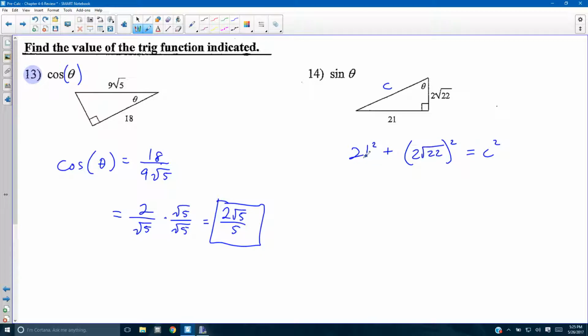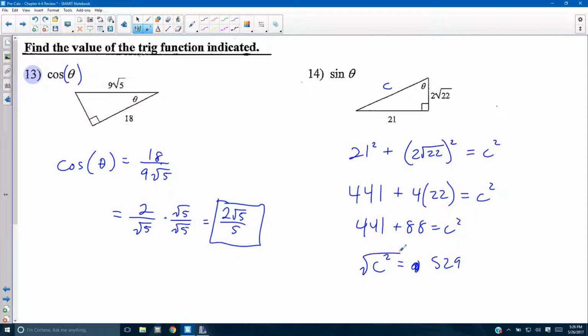So 21 squared, 21 times 20 is 420, plus another 21 would be 441. Again, you can do it without a calculator. It's totally possible to do. The only question is whether it's a matter of convenience. 2 squared was 4. Root 22 squared is just 22. That equals c squared. So this is 441 plus 88, and c squared is 529. We will take the square root of both sides to find out what c's length is.